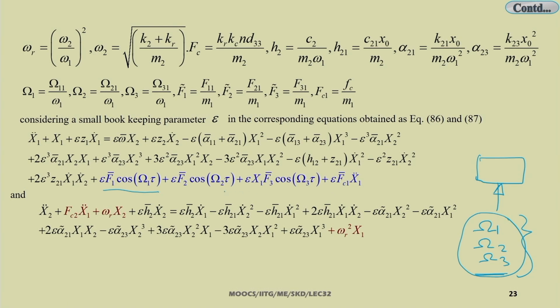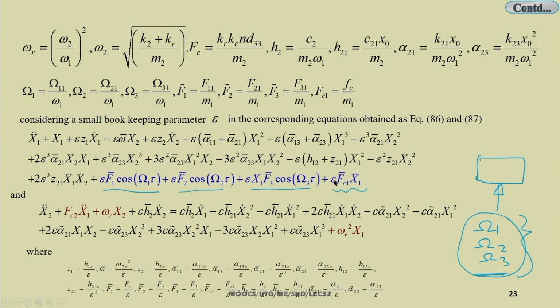In addition to that, we have 3 different forcing terms, and in addition we have this control force here. The control force is also taken of the order of epsilon. It is Fc1 into x1 double dot, so this is the acceleration feedback taken. That way one can find the equation of motion.